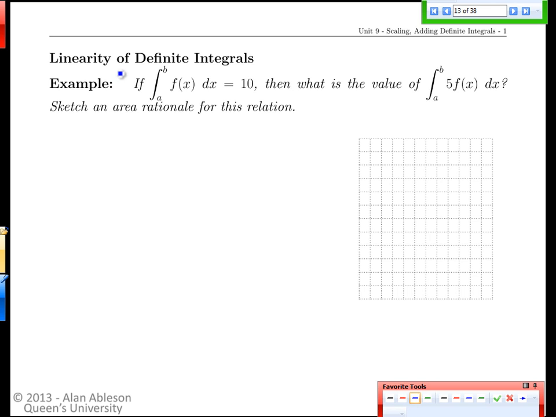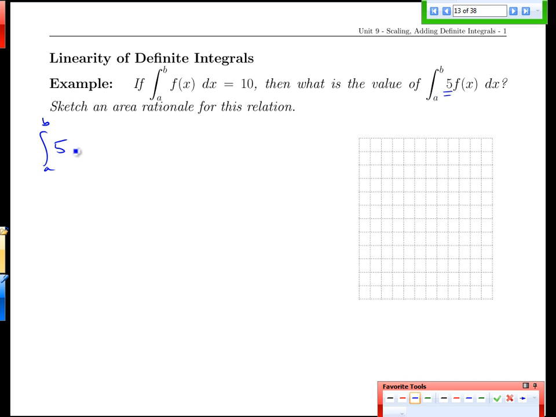Another family of properties of definite integrals is that integrals are linear operations. What that means for us is that if we know the integral of something simple, for example, the integral from a to b of some function equals 10, then we can predict what will happen if we multiply that function inside by 5. And it's not hard to do. Let's do the obvious thing, which is if we multiply by 5, then we expect things to get 5 times as big. So let's take that right off.